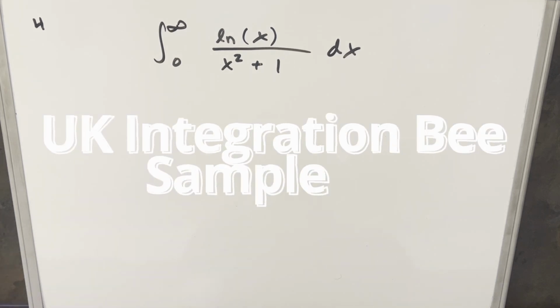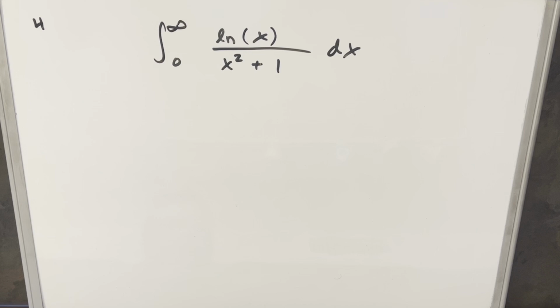Okay, we return to another integral from the UK integration bee. This is sample problem number 4. We have the integral from 0 to infinity of natural log x over x squared plus 1 dx. I actually know two different ways to do this. One's the quick way, one's the long way, and I don't really have a preference. I like both of them, so I think we'll do two videos on this. But for now, let's just start with the quick method.